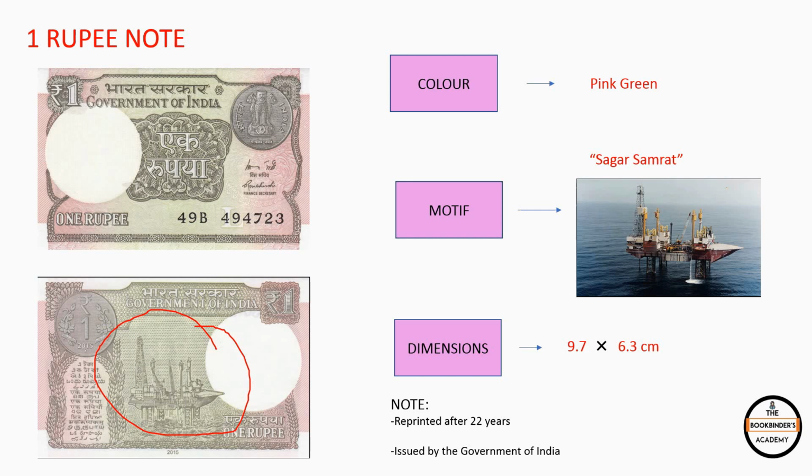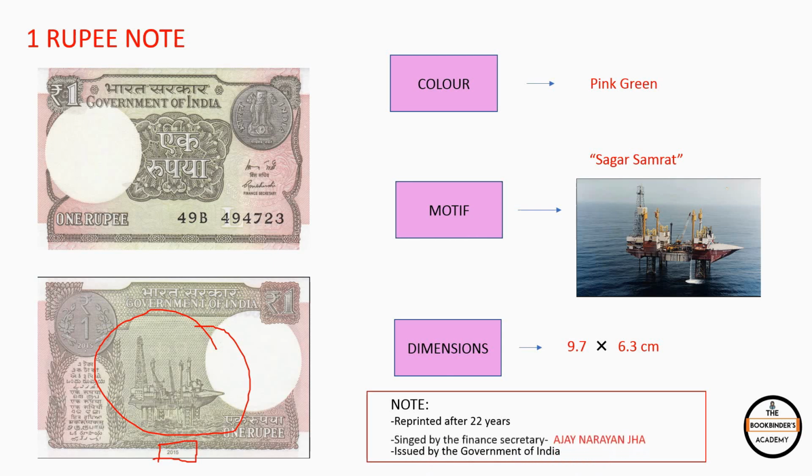I repeat, it's centimeters. Now, the 1 rupee note is important because this is the only note that is issued by the government of India, and moreover, this particular 1 rupee note that we can observe on the screen was issued in the year 2015. You can see the year here. This note was issued in 2015 after 22 years. It was reprinted after 22 years, and also this is the only note in India that is signed by the Finance Secretary and not the RBI governor, unlike other notes.